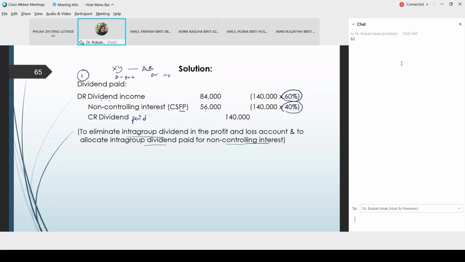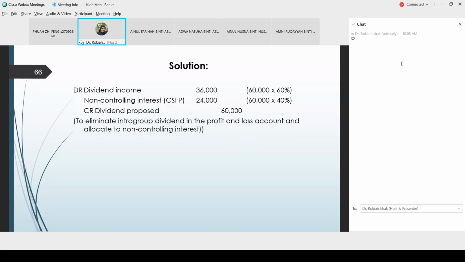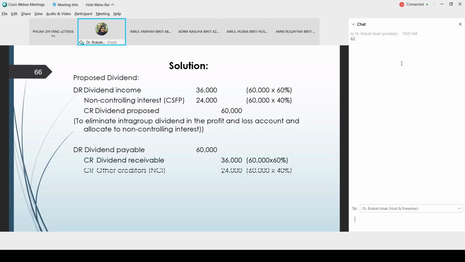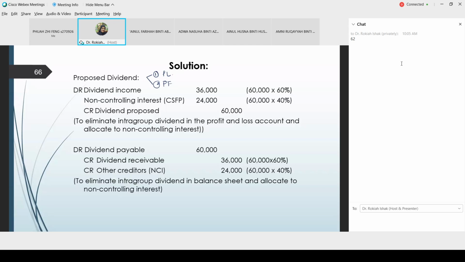Okay, and then the other one is for proposed dividends. For proposed dividends, the journal entry is a little bit different. You need to have two journal entries for proposed dividends. One is for the profit and loss, and the second one is for the financial position, because once you declare a dividend, it is considered as a payable. But for the P&L, you also need to recognize the dividends.